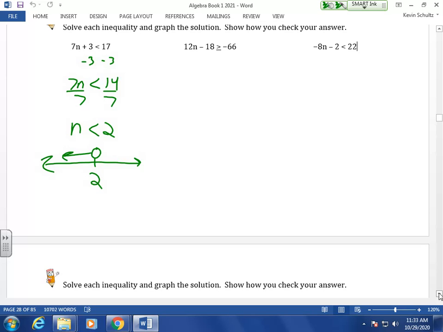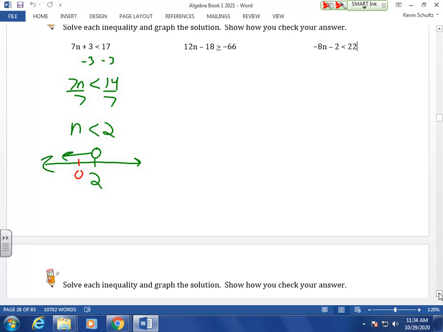How would you check? Audrey? Sure. Plug in a number less than 2 for n and see if it works. I always like to use 0. Whether or not 0 is part of the solution, I like to use it just because it's easy. In this case, 0 is part of our solution.